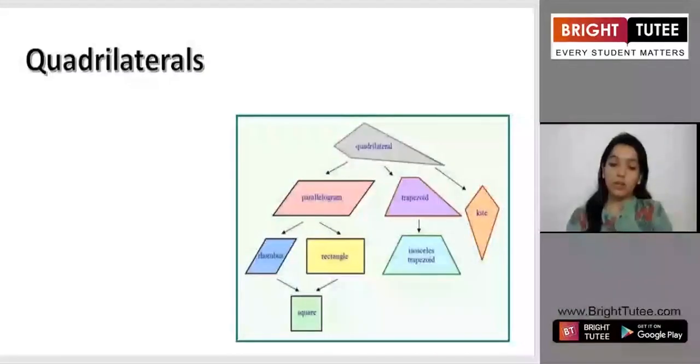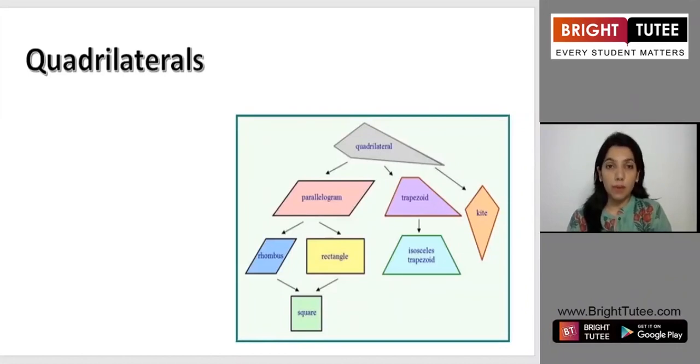Hello students, in this lesson we are going to learn about quadrilaterals. Clearly, I want you to remember one thing. A quadrilateral is a type of polygon. I hope you remember what a polygon is.